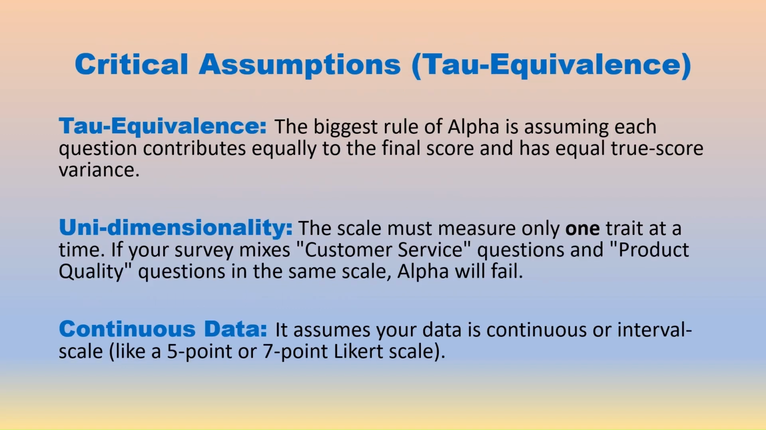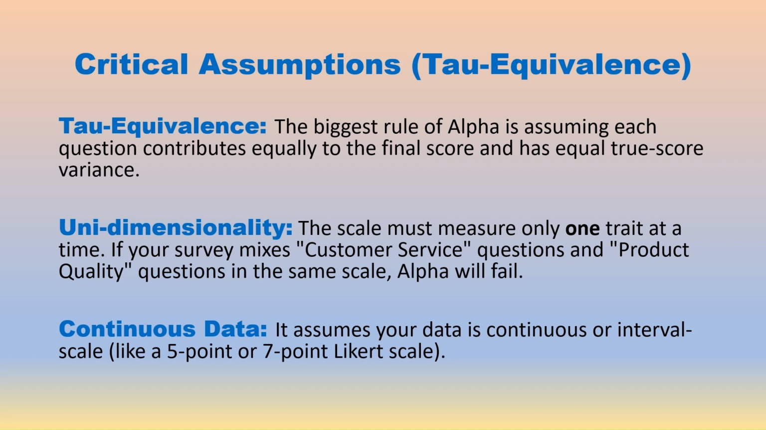Critical assumptions. Tau-equivalence. The biggest rule of alpha is assuming each question contributes equally to the final score and has equal true score variance.